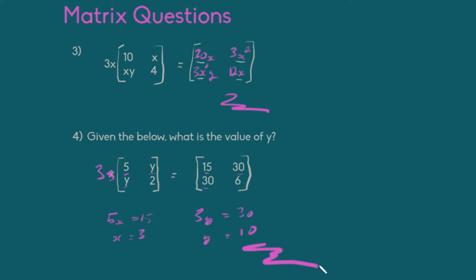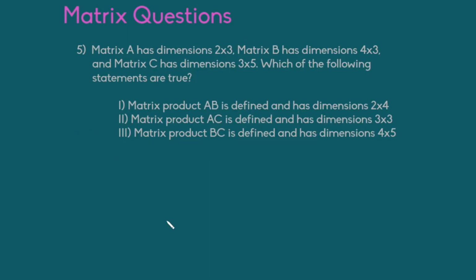Okay, so let's move on to some matrix multiplication questions. The first one here, question 5, is just asking us if we can or cannot do certain matrix products. So again, pause the video if you want to have a go for this yourself, and then I'm going to go through it afterwards. Okay, so which of these statements did you think was true?